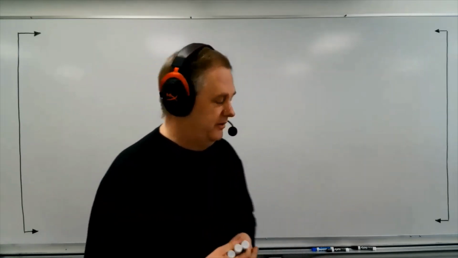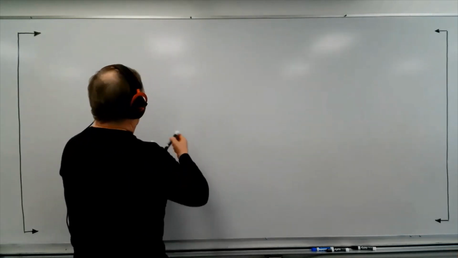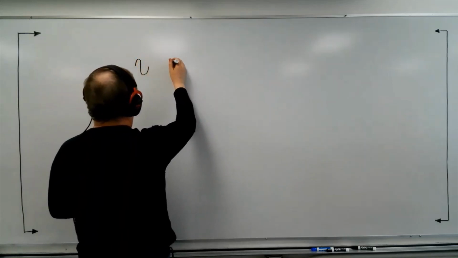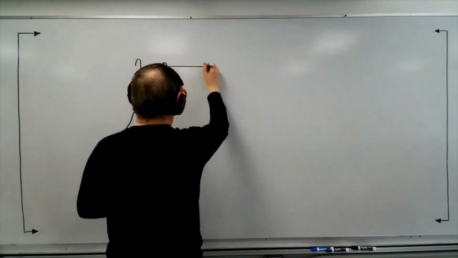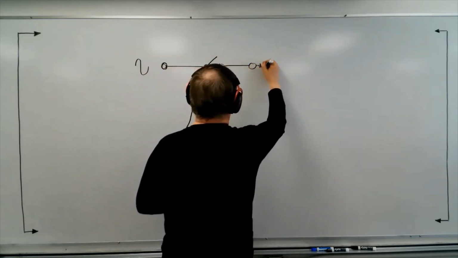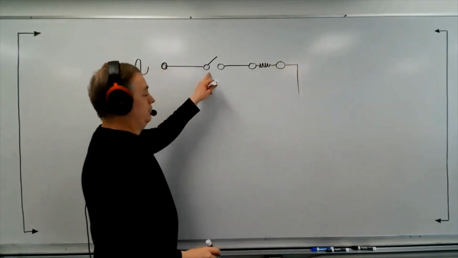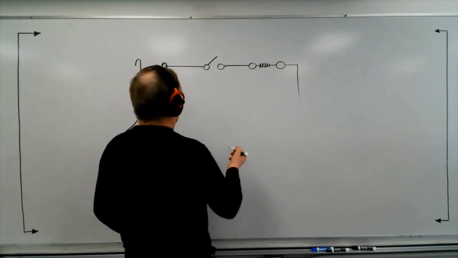The SCR, when you hook it up in an AC circuit, looks kind of like this. I want to show you. This is an AC source, and I put a switch in, and then I put a load in, like that, and just a maintained switch like this. This is actually kind of similar to what an SCR does.